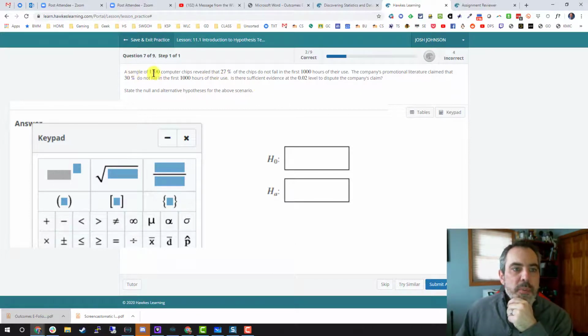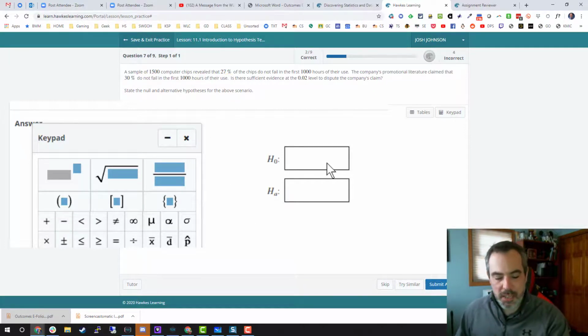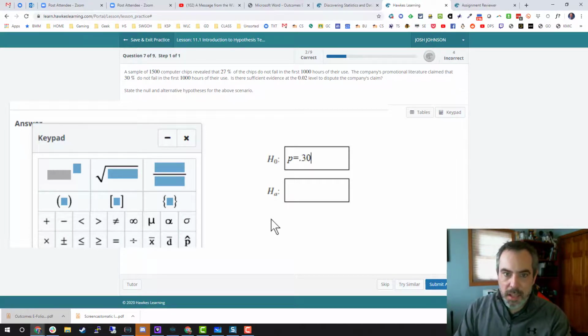So here's an example. A sample of 1,500 computer chips revealed that 27% of the chips do not fail in the first 1,000 hours. The company's promotional literature, here's the claim, claims that 30% did not fail. So in this case, my assumption, my null hypothesis, is that 30% do not fail. So the proportion equals 30. And here, we want to say, is there sufficient evidence to dispute it? A sample said that 27%.